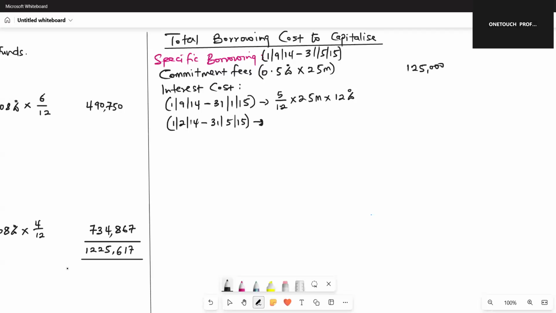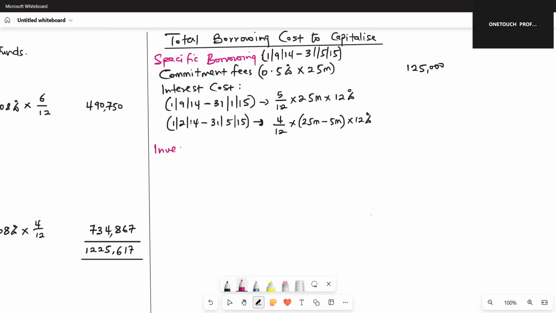Yeah. We are calculating interest on the specific borrowing, but some part payment has been made. So there's no way we can calculate the interest on the whole 25 million. When you make part payment, you pay interest on the remaining amount. Is that not it? So this one will be 4/12, right? Times 25 million minus 5 million, times the 12%.